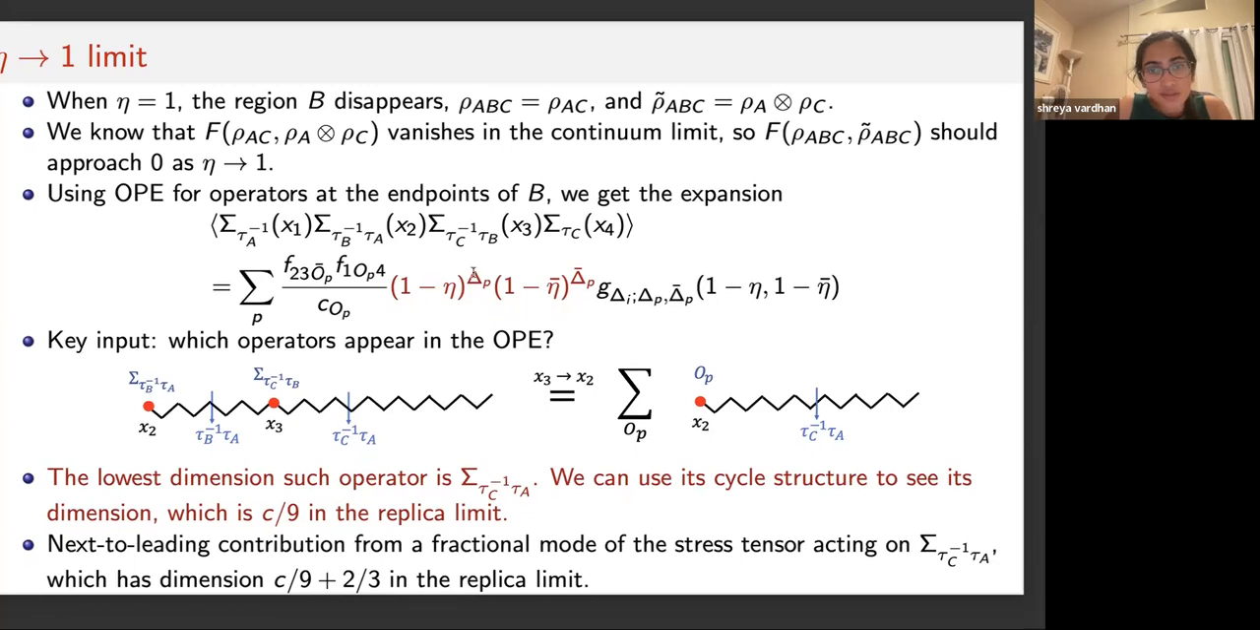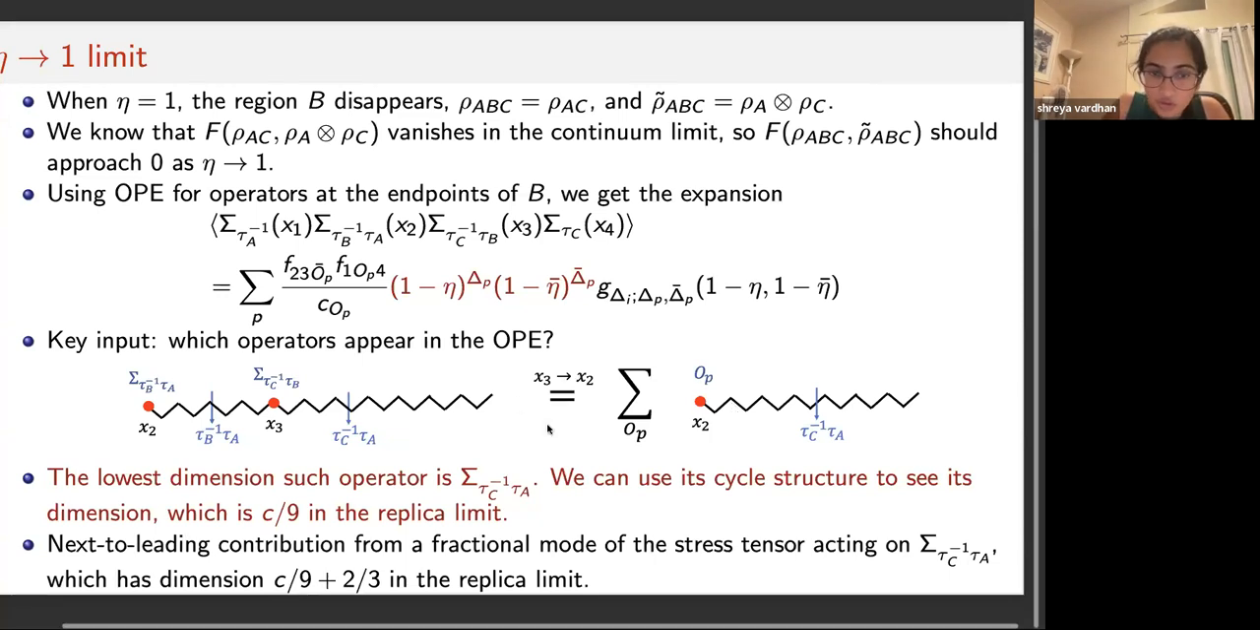And in particular, the lowest dimension primary operator appearing in this is not the identity, because we had 2 non-trivial permutations, tau B inverse tau A and tau C inverse tau B, which we're fusing together. And because they're not inverses of each other, you get some non-trivial branch cut at infinity from this combination of twist operators. So everything that appears in the OPE expansion should also have this branch cut at infinity. Okay. So the identity operator doesn't have this property and it doesn't appear.